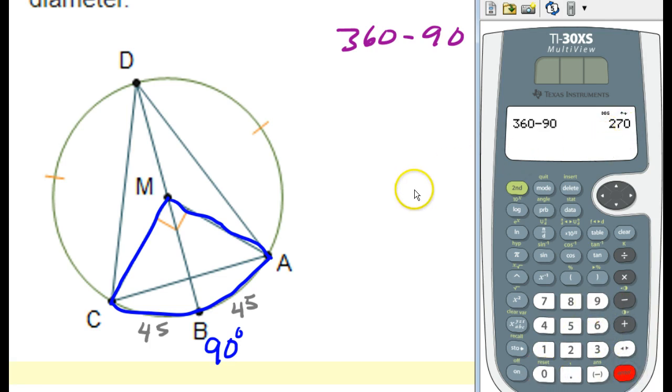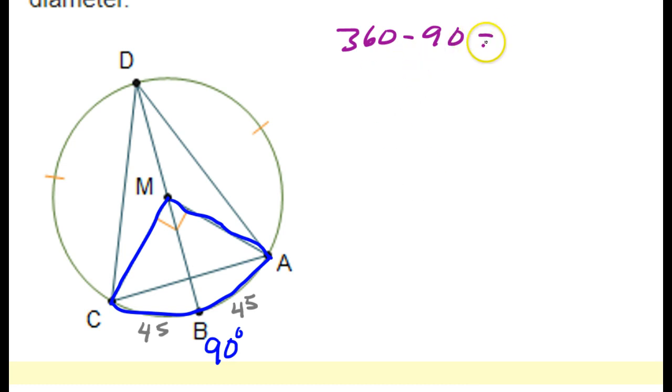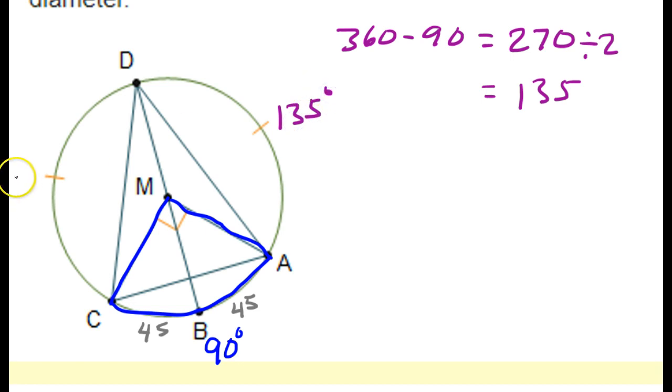Alright, so that's 270 degrees. So the rest of the circle is 270. But let's go ahead and divide it into two equal parts. If I take that 270 and divide by 2, that's going to be 135. So this portion is 135 degrees and this portion is 135 degrees. If I add up these three numbers, that's going to make 360.